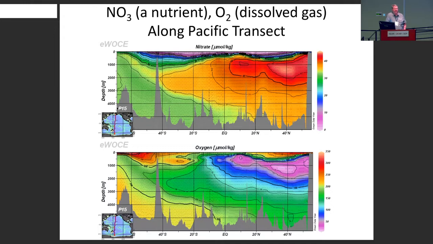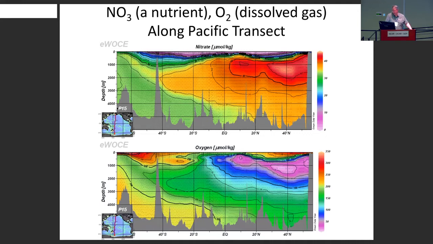Nitrate is a nutrient that phytoplankton, the critters that grow from sunlight, need to support life. It's a major constituent of the biological membranes. It's part of DNA. It's part of the cellular structure, and it's required for life. And oxygen is also required for life, and it's consumed and produced by different biological creatures in the ocean as well as on land.